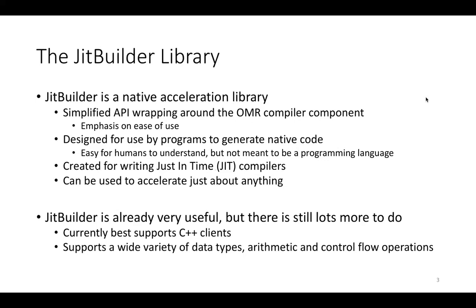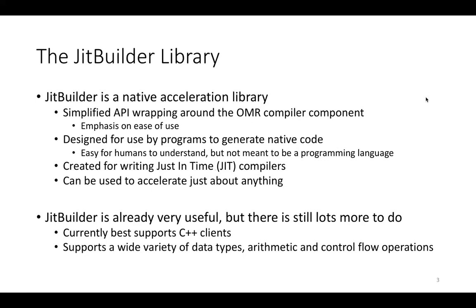It's also designed for use by programs to generate native code. So it's not written along the lines of trying to make it super easy for humans to understand and to generate. It's not meant as an alternative to a programming language because it's a lot more verbose than that. But it's meant to be easy to write a program to use the API to generate native code. And that means it's really created for writing just-in-time compilers, but it can be used really to accelerate just about anything, any kind of operations that you want to generate native code for at runtime.